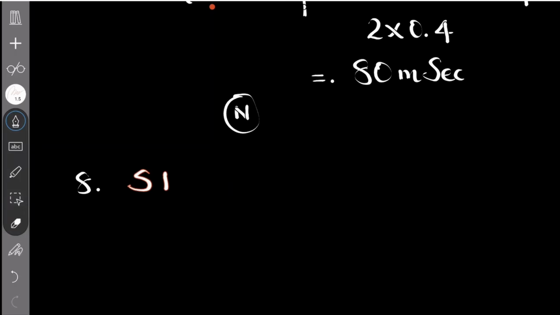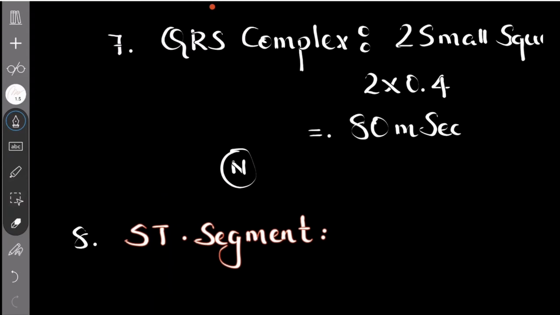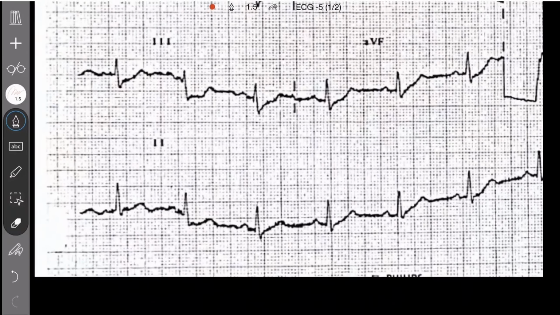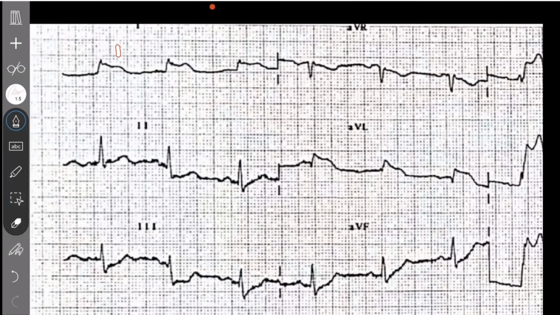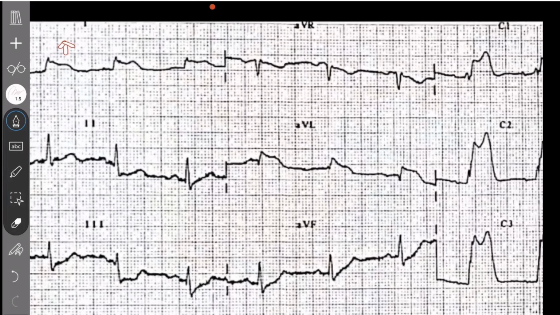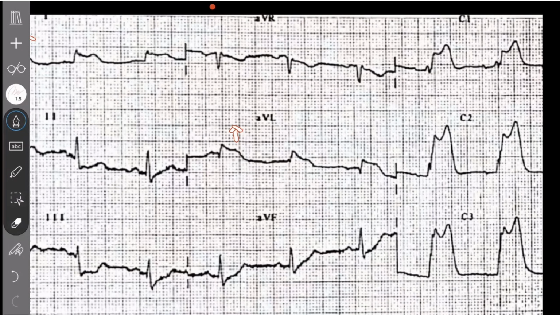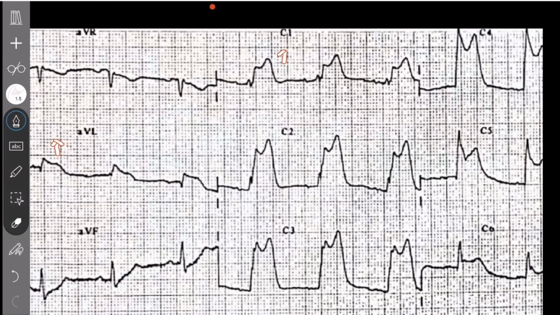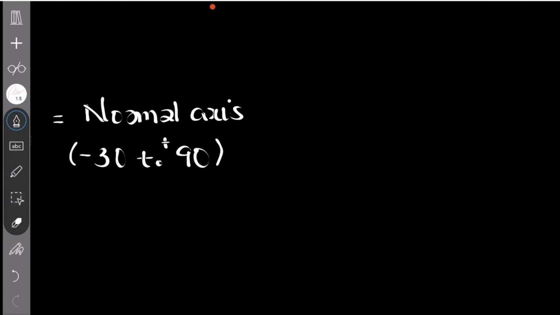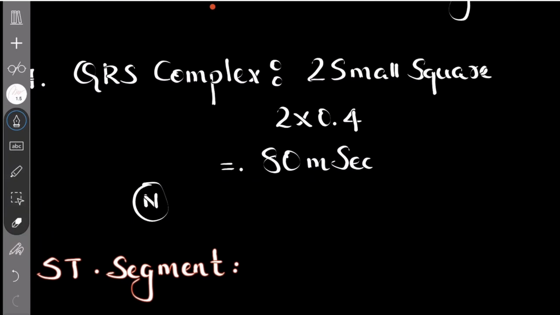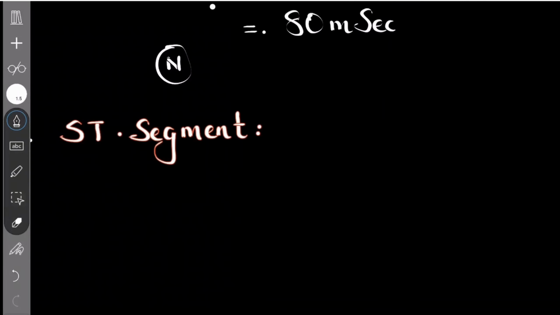In the ST segment, you check the leads. In lead 1, there is ST segment elevation, it's clearly noted. In AVL, there is ST segment elevation. In V1, elevation of ST segment, V2, V3, V4, V5, and V6. So we found ST segment elevation in almost all chest leads and leads 1 and AVL.